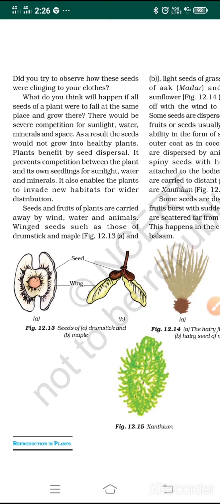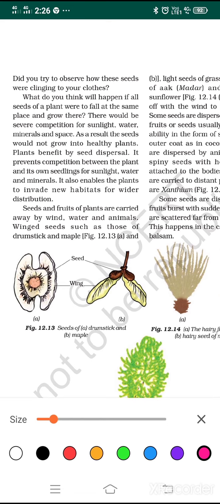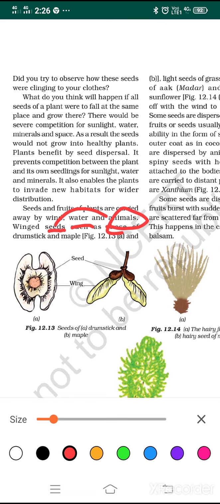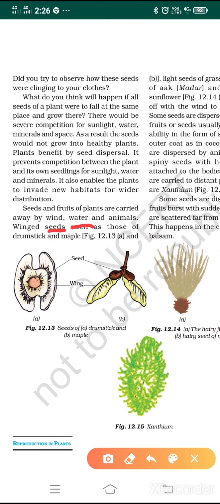Seeds and fruits of plants are carried away by different agents. Sometimes they are dispersed by wind, sometimes by water, and sometimes by animals. When the wind blows, the seeds are dispersed to longer distances along with the air. When water flows, the seeds are also carried along to distant places.